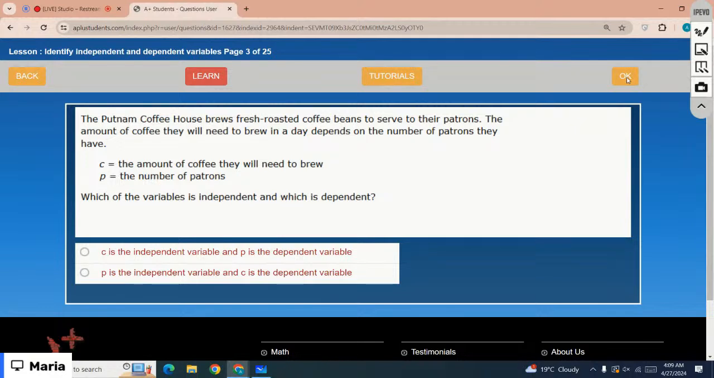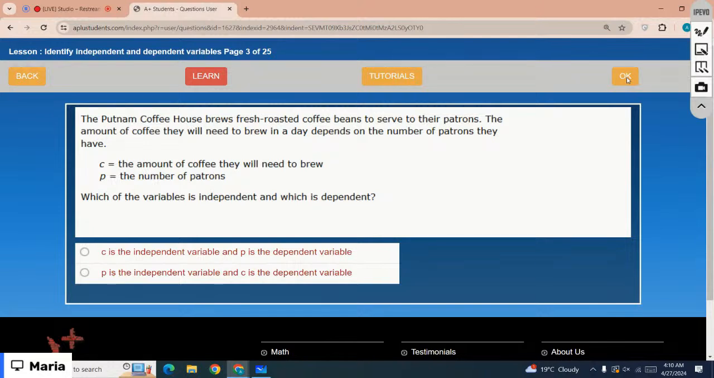The Putnam Coffee House brews fresh roasted coffee beans to serve to their patrons. The amount of coffee that will need to brew in a day depends on the number of patrons they have. So, which of the variables is independent and which is dependent?